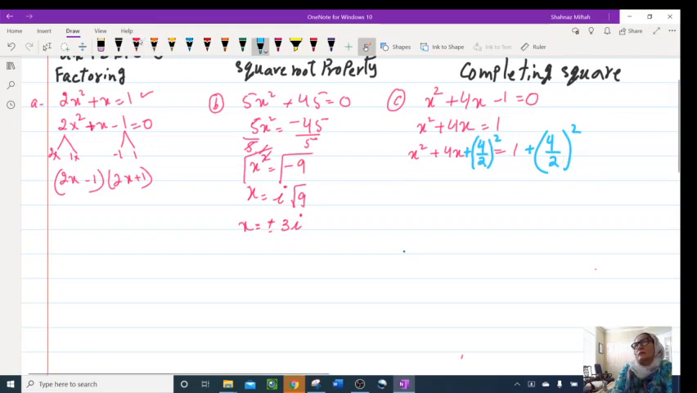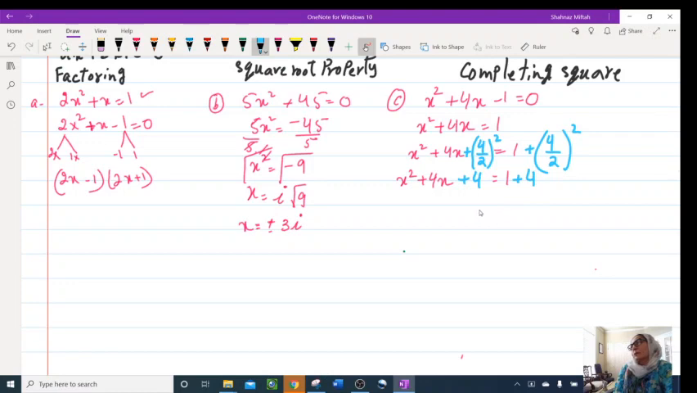Now let's deal with that one. I have x squared plus 4x. How do I solve this? You're going to have 4 divided by 2 is going to give me 2. 2 squared is 4, so that's 4. Now we're going to go back, equal 1, and this is again 4, like plus 4.